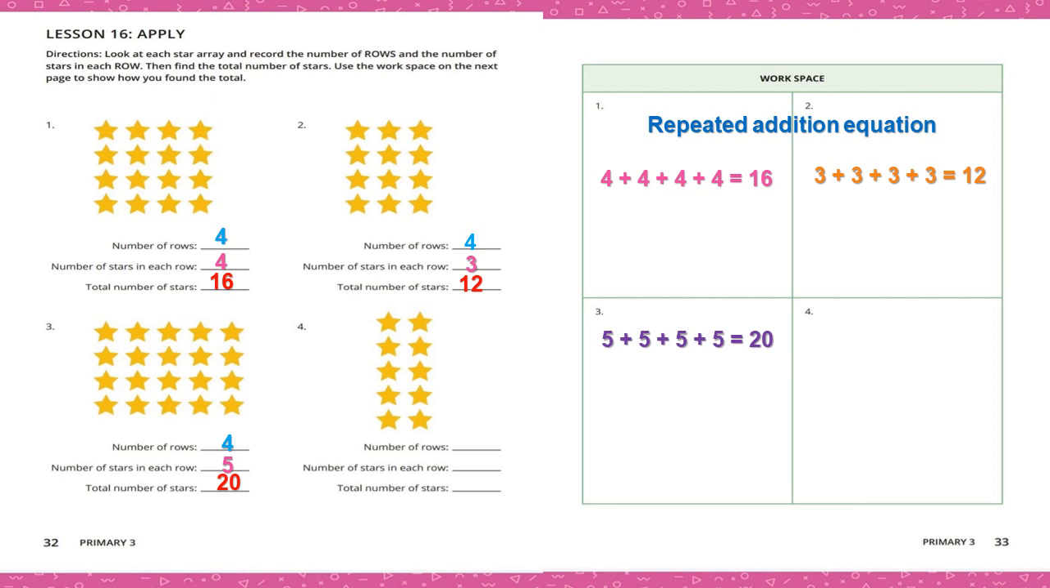Number 4. Number of rows. 1, 2, 3, 4, 5. Number of stars in each row. 2.